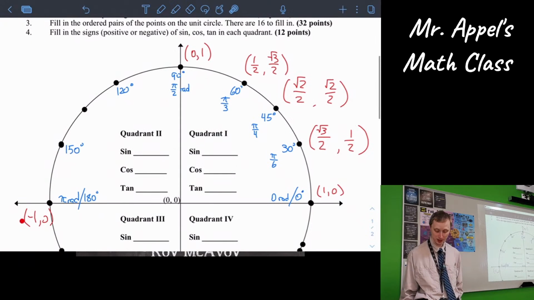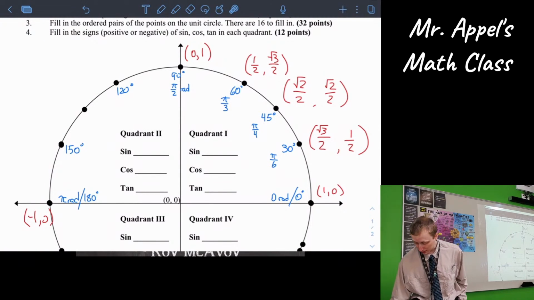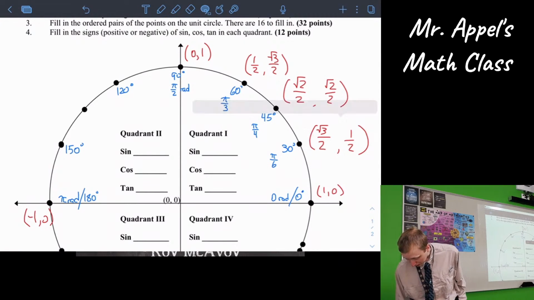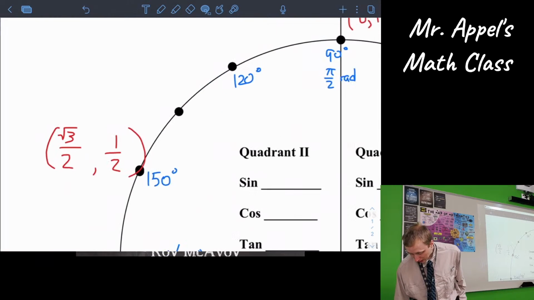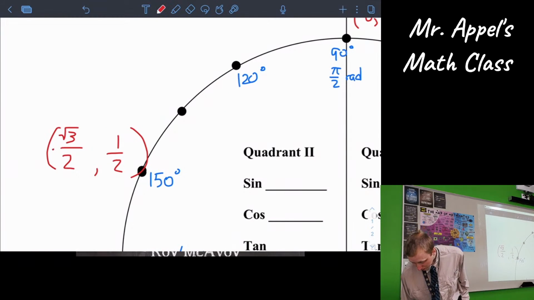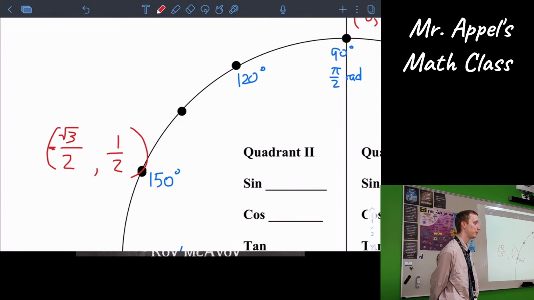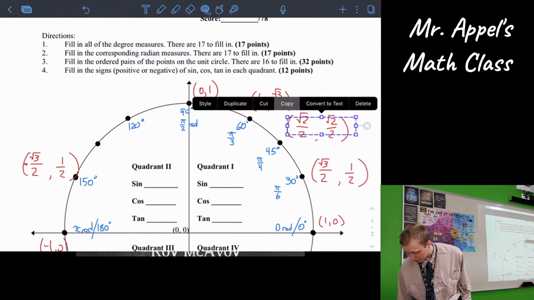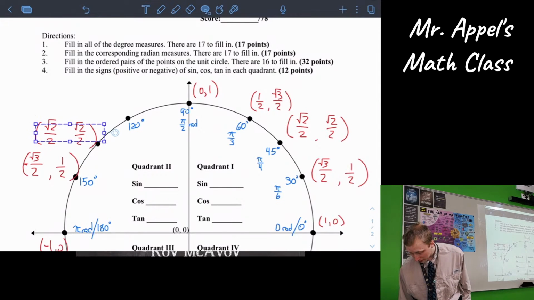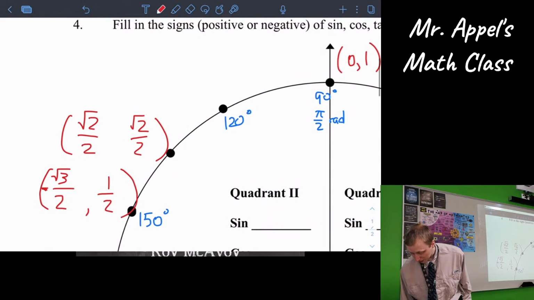X is now negative. So I take all these, copy them as is. I'm going to cheat here. I've got a copy tool. Copy, paste. There are the coordinates for that guy, except make the x negative. Look at that. We've now got half a circle.